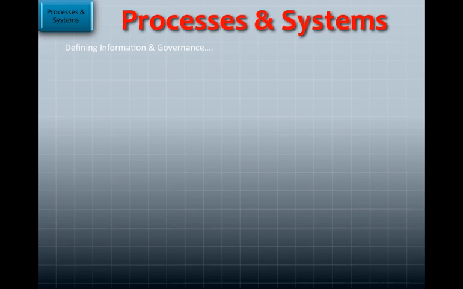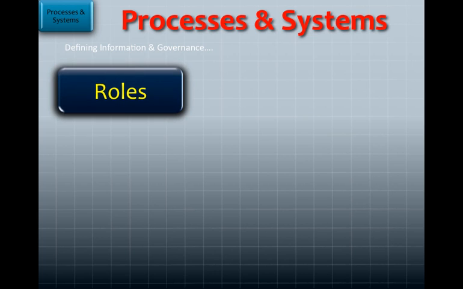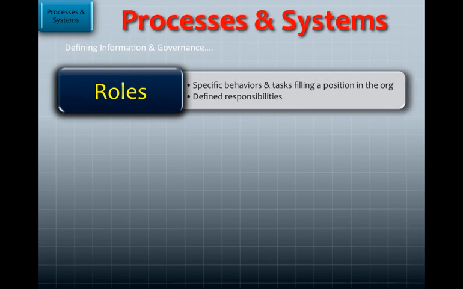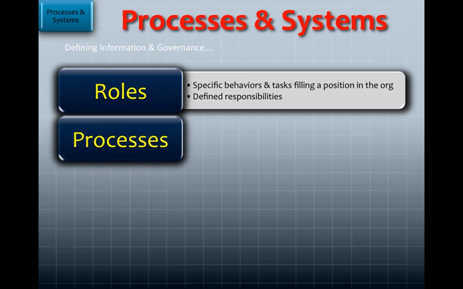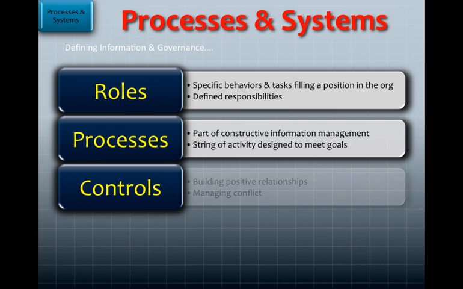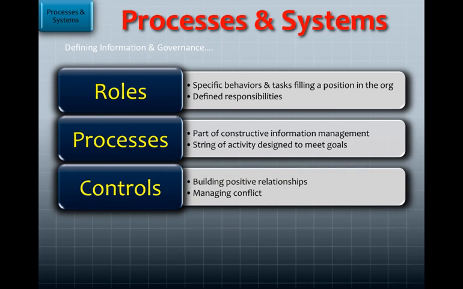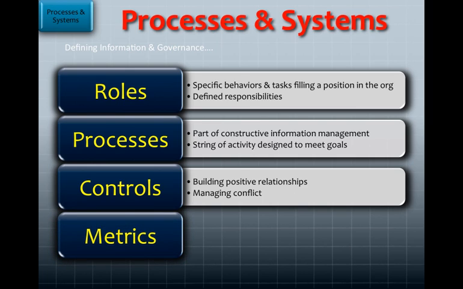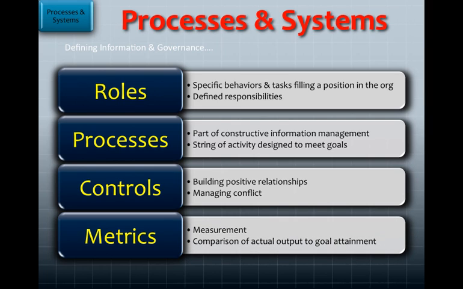From there, we can start to look at defining information and governance. And so there are roles that people have within information and governance. And these are defined responsibilities. They fill tasks and behaviors within the position of an organization. There are processes that we alluded to. So a process could be within a system and also within information and governance, but the process is a string of activities designed to meet the goals. There are controls put in place to make sure that we manage conflict and we build positive relationships on a long-term basis. And then we have to be able to measure what we're doing. So we put metrics in place in order to help us do that, to compare the actual output to the goal that was put in front of us as an objective.